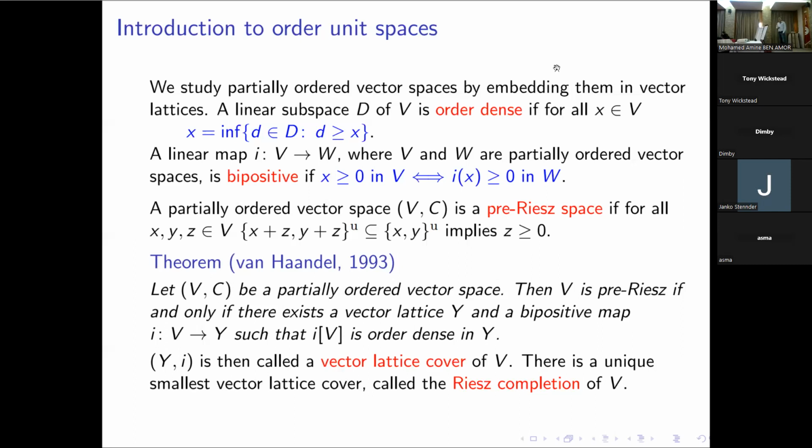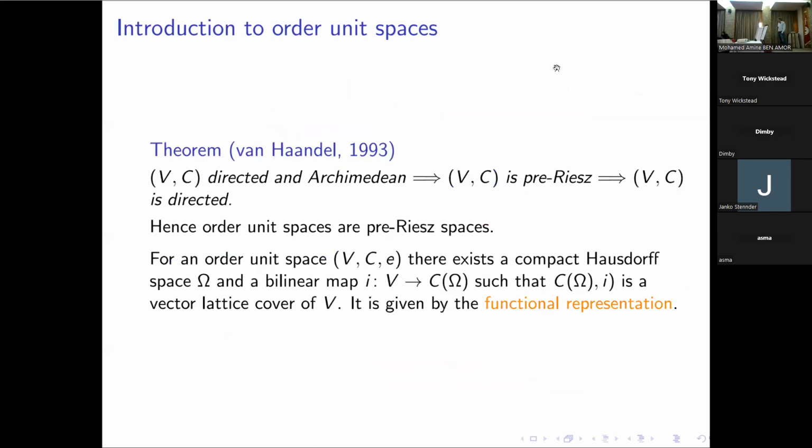So how exotic are such spaces? Well, not exotic at all. Every directed and Archimedean partially ordered vector space is a pre-Riesz space, and pre-Riesz spaces are always directed. So most spaces that you encounter are pre-Riesz, well, except for all these very beautiful lexicographically ordered spaces that might cause a problem, but Archimedeanity is okay here.